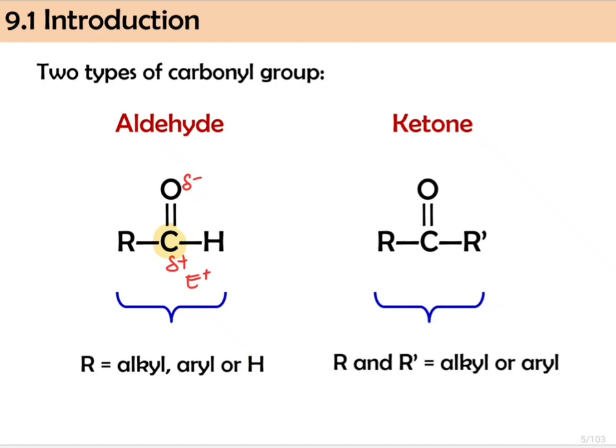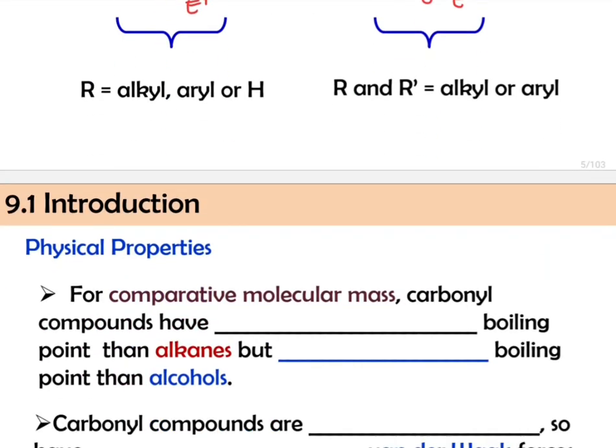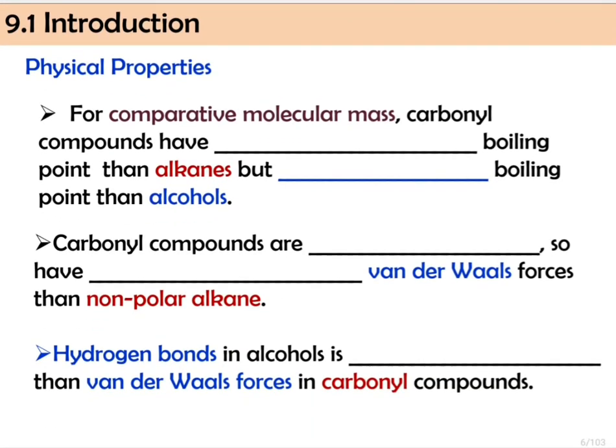Okay, so sama jugalah dengan ketone sebab dia ada C double bond O. So carbon ini pun sama jugalah, delta positif, oxygen delta negatif. So this is electrophilic site. Okay, jadi untuk physical properties for carbonyl compounds, if we have several compounds with similar molecular mass, carbonyl compounds have higher boiling points if we compare with alkanes, but lower boiling points if we compare with alcohol.